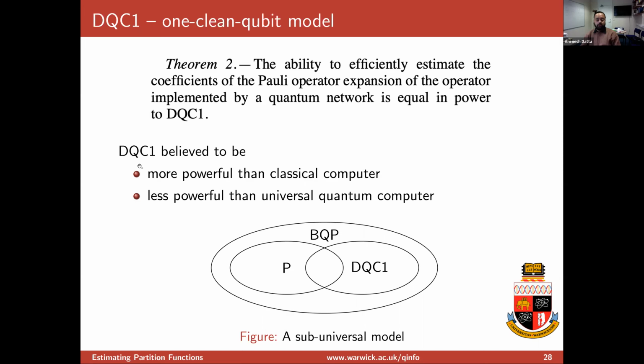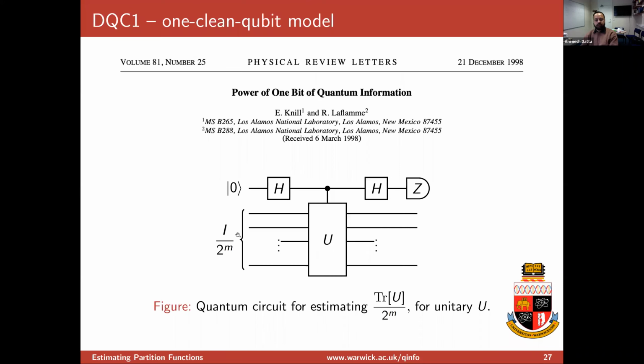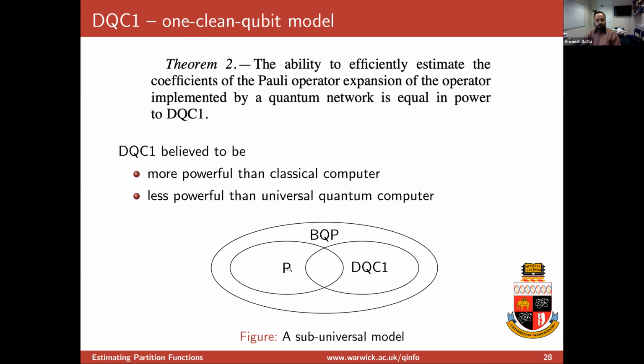What we believe, we don't know for a fact, is that DQC1 is more powerful than a classical computer. So that's this oval P. It is also believed to be less powerful than a universal quantum computer, which is denoted by BQP, right? So for instance, it is not expected that the DQC1 computer, the one with this kind of circuit, will be able to do, for instance, factoring. But there are problems which a classical computer finds hard to solve, which the DQC1 can solve efficiently. And actually estimating the coefficients of this expansion is one of these problems, as it turns out, right?